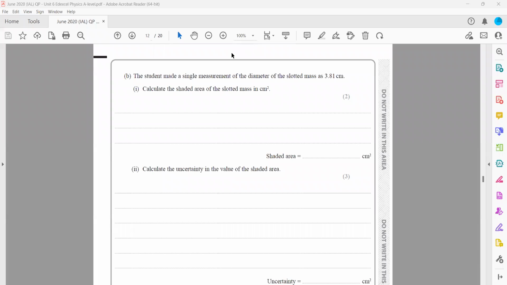The continuation of the question. This was the last question I was discussing. When we need the shaded area, the shaded area was the whole area minus the slotted area. The whole area we calculated by pi d square by 4, and the slotted area we already did as a into b, that was 1.03. So when we did this, it was coming out as 10.4 centimeters square.